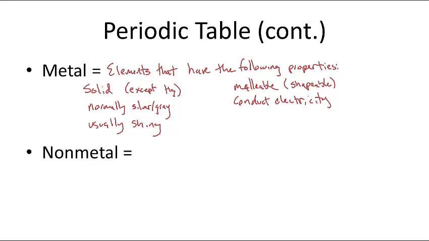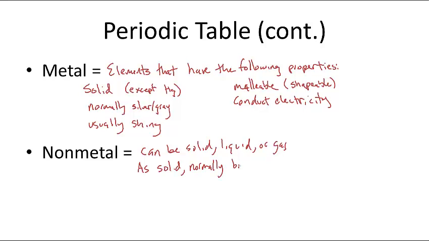Nonmetals are actually much more diverse in their properties. They can be solid, liquid, or gas. So gas, an example being oxygen or nitrogen. Solid would be something like carbon. Liquid, we have liquid iodine. So it can be solid, liquid, or gas. If they're a solid, they're normally very brittle, which means they don't bend, they break. They're not shiny, and they're also not conductive.